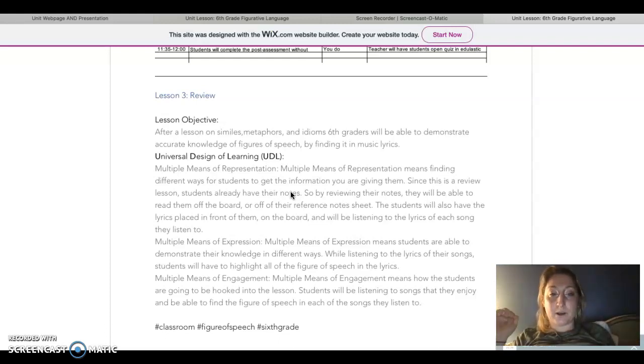For multiple means of expression, while listening to the lyrics of their songs, the students would have to highlight, so they were demonstrating their knowledge to me. And then engagement: the students honestly were hooked listening to the songs. They were kind of bummed to know that it was Katy Perry, but it was school appropriate, and that was most important. They also listened to Life Is a Highway by Rascal Flatts, which has awesome representation of figures of speech.